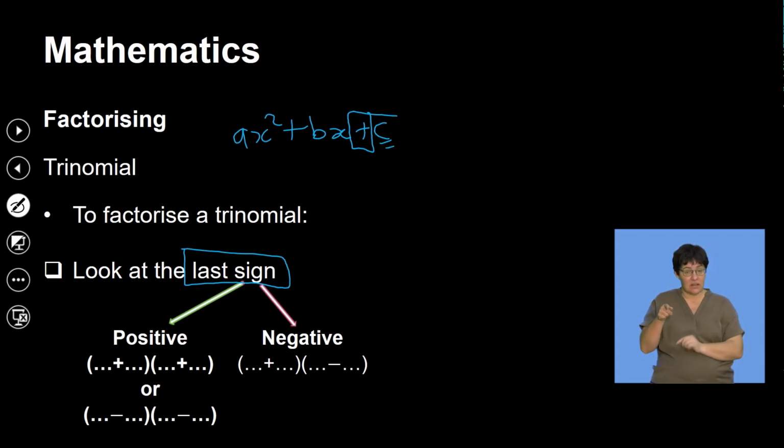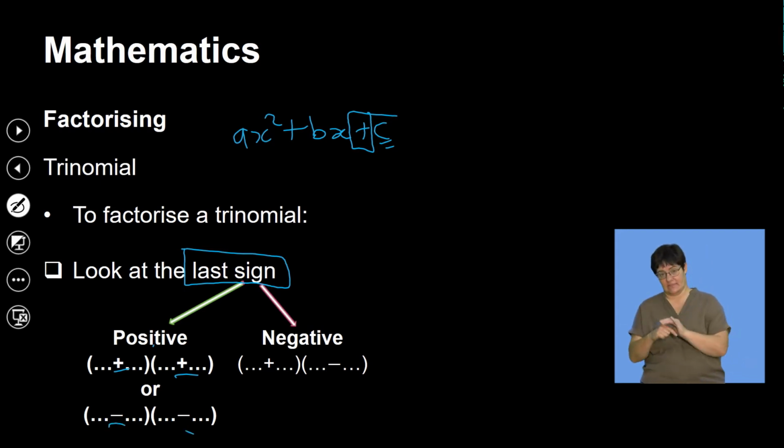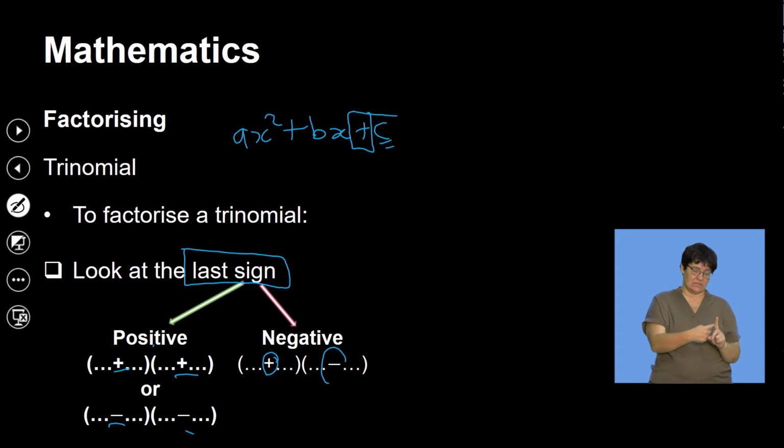If the sign of the last term is a positive, it means my two brackets will be positive and positive, or negative and negative. So it's either both positive or both negative, because that's how you get a positive, right? But if the last term is then a negative, it is definitely going to be opposite signs, a plus and a minus, or a minus and a plus, depending on which one you want to start with. But my advice to you will be always start with a positive. It makes life a bit easier for you.